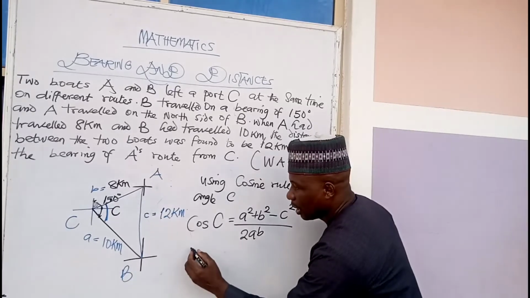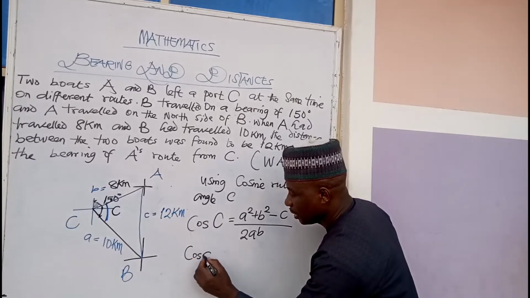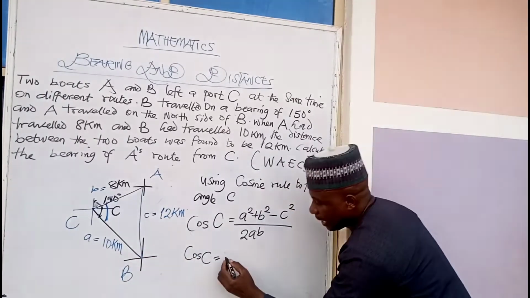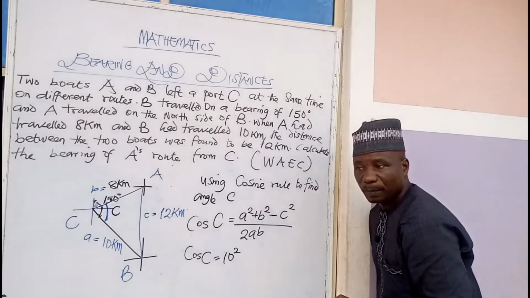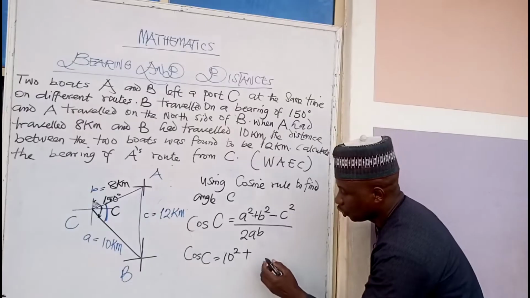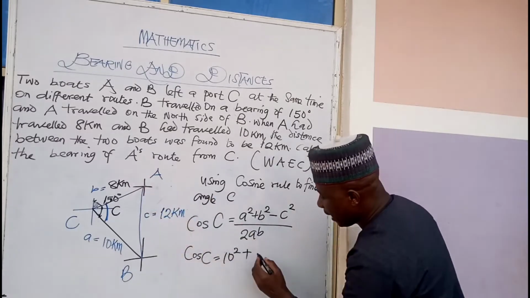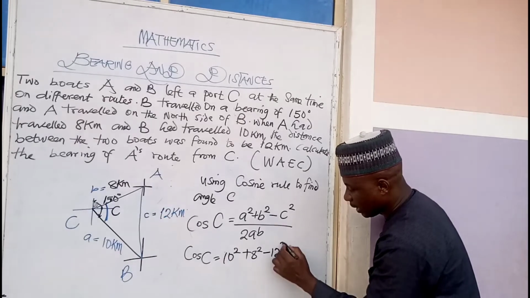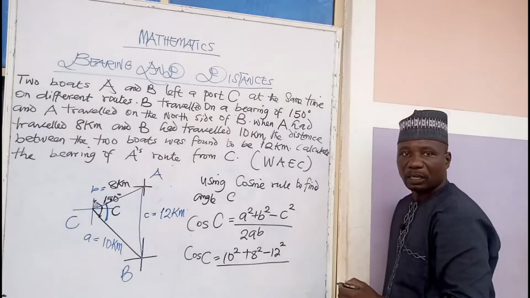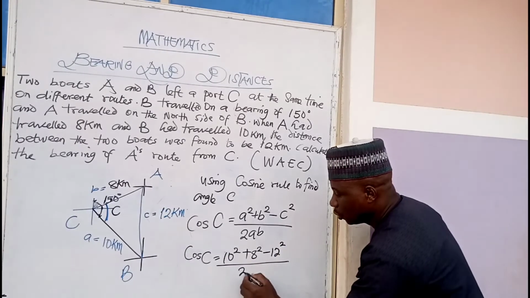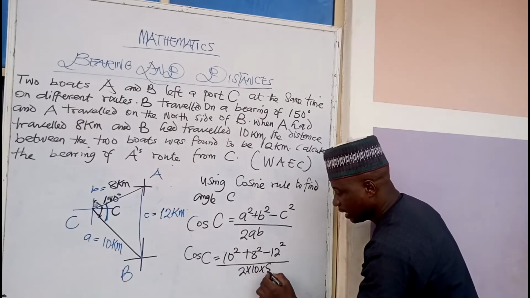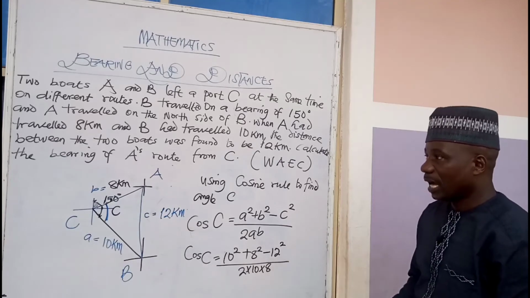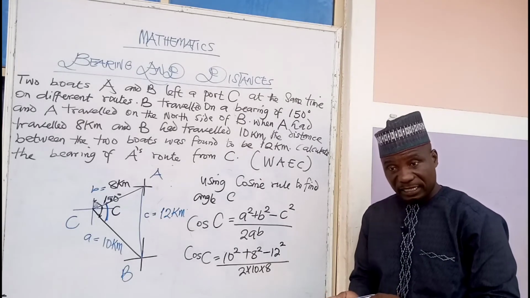So, let's go. Our cos C. Cos C, what is our A? Our A is what? That is the 10 squared plus B. What is our B? 8 squared minus what is our C? 12 squared all over 2 times 10 times 8. Am I speaking? So that is then now we move on. I believe it's cleared, right?